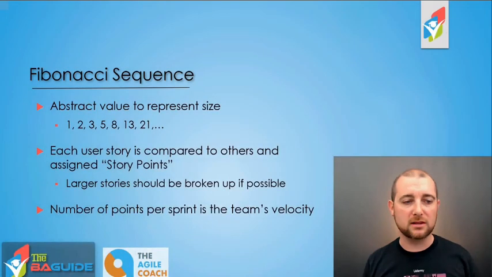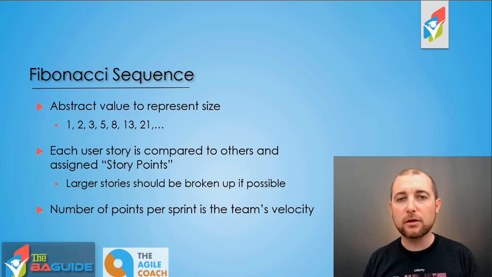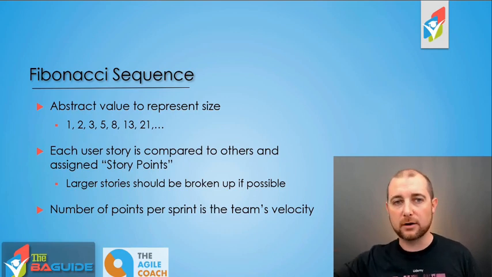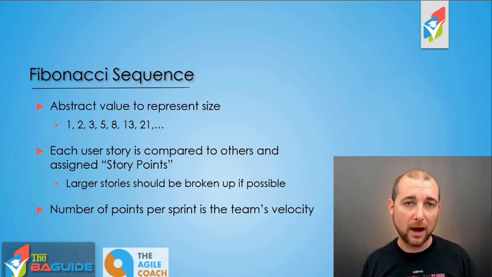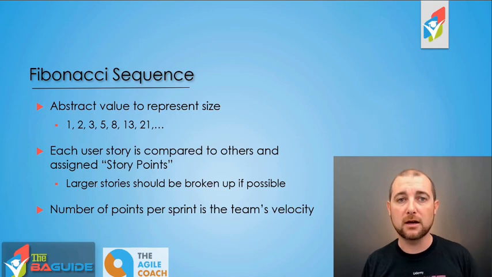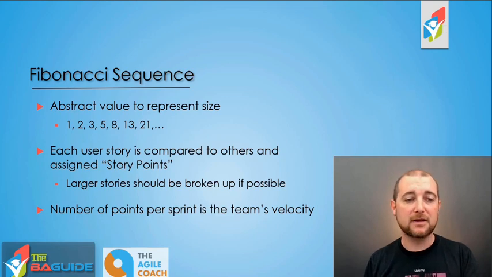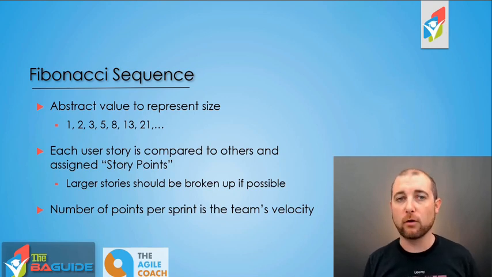So the sequence goes like this: 1, 2, 3, 5, 8, 13, 21, etc. So those numbers may seem a little random at first, but the sequence says add the 2 numbers prior to the number, and you'll get that number. So 1 and 2 is 3, 2 and 3 is 5, 3 and 5 is 8, 5 and 8 is 13, 13 and 8 is 21. So if we would go to the next one, it would be 13 and 21 is 34.